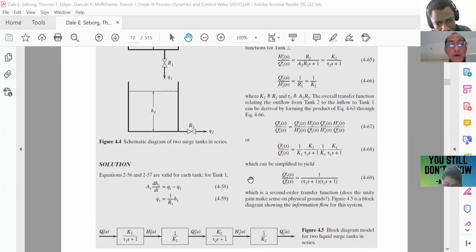And now for two tanks in series, we will have a second order transfer function because the polynomial for the denominator has the power of 2. Okay, right? Because this can be written as tau 1 tau 2 s squared plus (tau 1 plus tau 2) s plus 1, which is a second order transfer function.